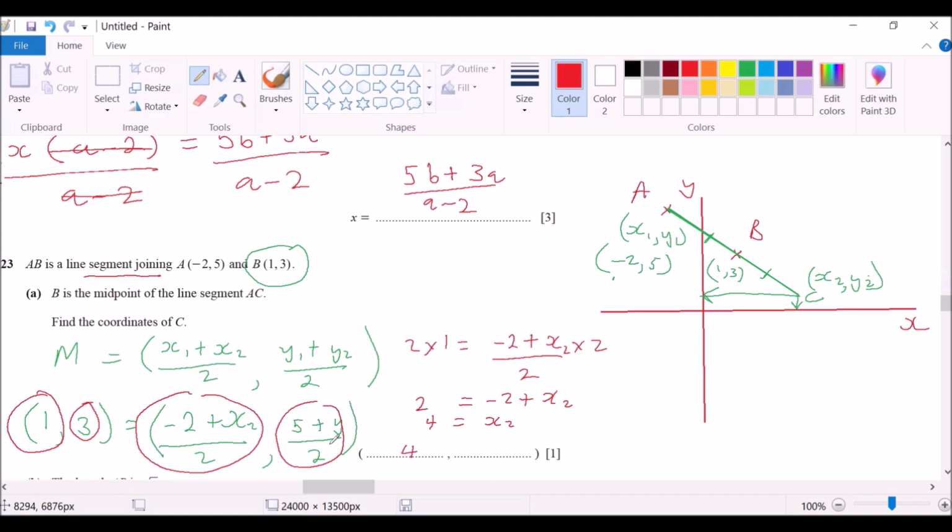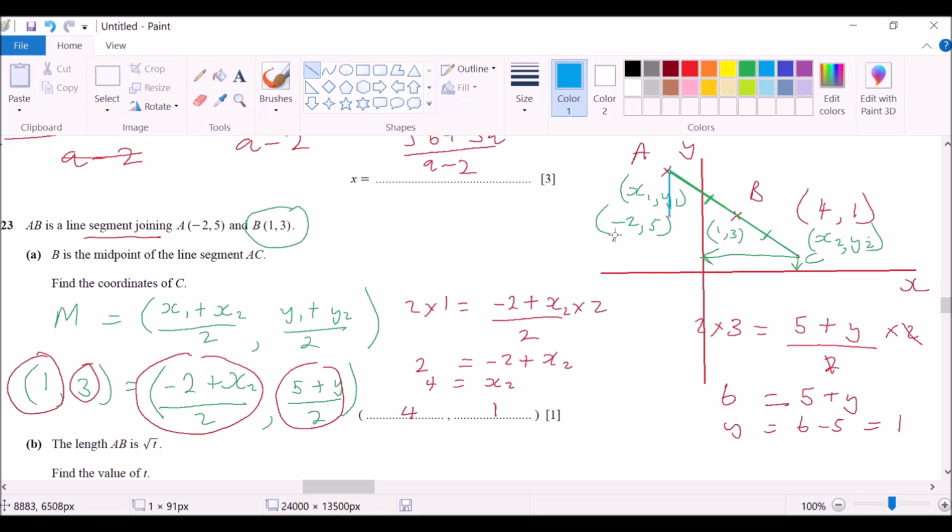We do the same by comparing the y-coordinates. So 3 is equal to 5 plus y over 2. Multiply both sides by 2. 2 cancels there, and we have 6 is equal to 5 plus y. Take this over to that side. Y becomes 6 minus 5, which is equal to 1. So our y-coordinate here is 1. So coordinates of C are 4, 1. And that is the answer.